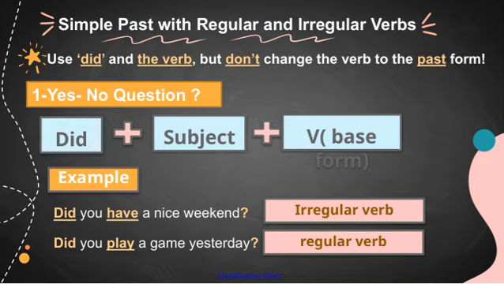The same goes for irregular verbs like have. If I want to ask if someone had a nice weekend, I say, "Did you have a nice weekend?" Again, have stays in its base form. The key point here is that when using did in questions, the main verb remains in its base form, whether it's a regular or irregular verb. This is a simple but important rule to remember for forming past tense questions correctly. This method makes asking questions straightforward and consistent, which is really helpful when you're trying to communicate clearly in the past tense.